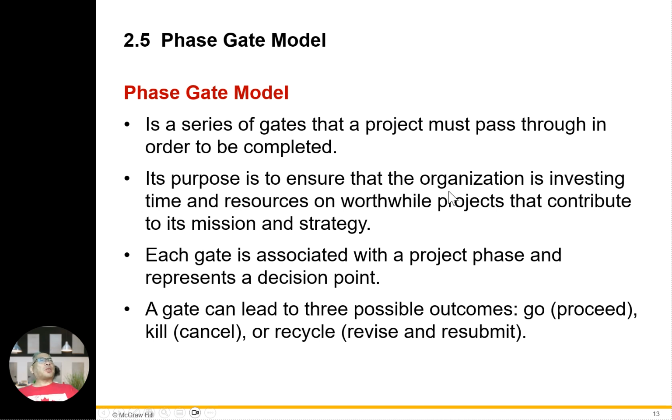Its purpose is to ensure that the organization is investing time and resources on worthwhile projects that contribute to its mission and strategy. Each gate is associated with a project phase and represents a decision point. A gate can lead to 3 possible outcomes: go and proceed, kill or cancel, recycle, revise, and submit.